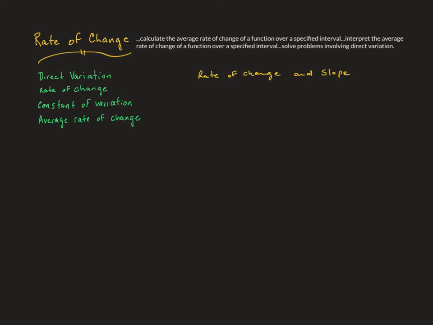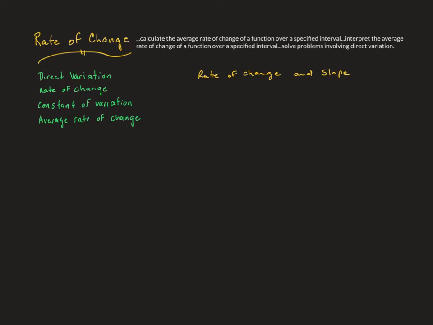All right, rate of change. Everyone's popular slope: change in y over the change in x, delta y over delta x. Different ways to refer to the rate of change. I'm going to calculate the average rate of change of a function over a specified interval, interpret the average rate of change of a function over a specified interval, and then solve problems involving direct variation. And we're going to learn what direct variation is if you do not remember it from algebra.